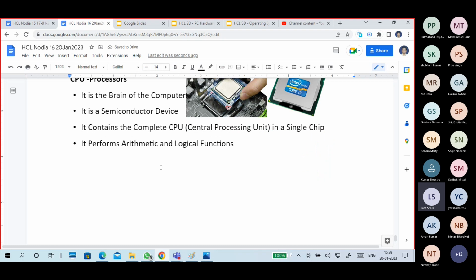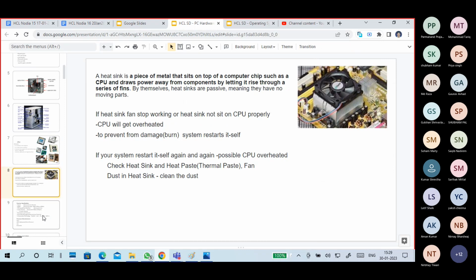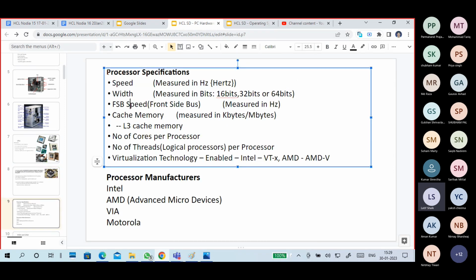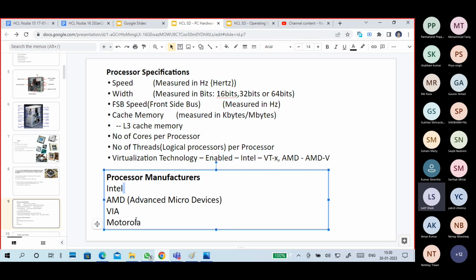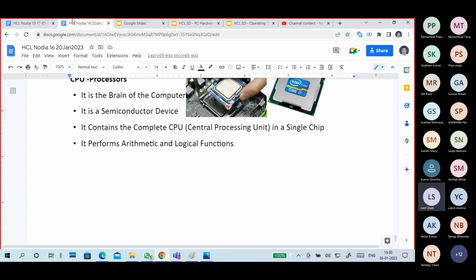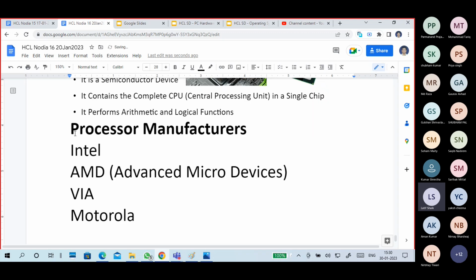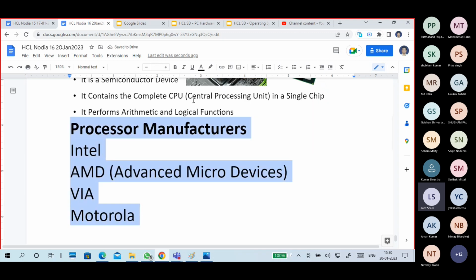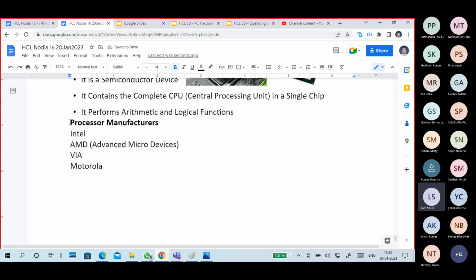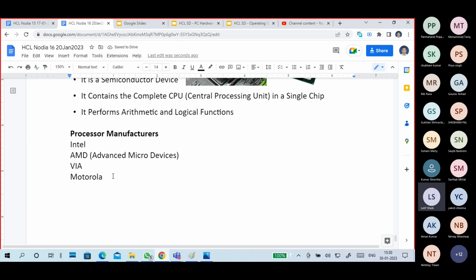Okay, this is our CPU. So a CPU has certain properties. When you want to buy a CPU, first of all, there are different manufacturers of CPU. I have given only four names, guys. But out of these, the very important ones for our laptops or desktops are Intel and AMD. For laptops and desktops these two are important.